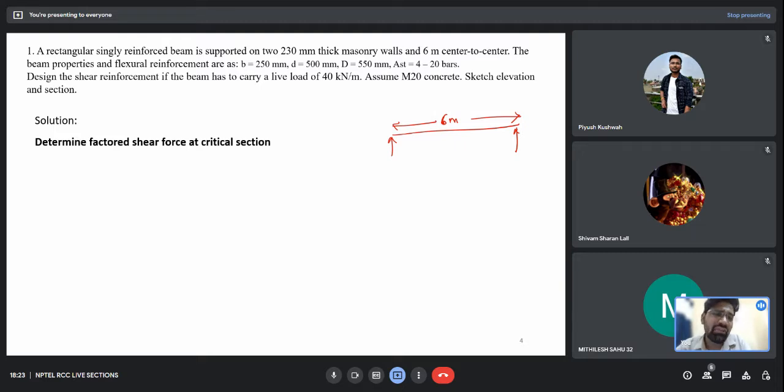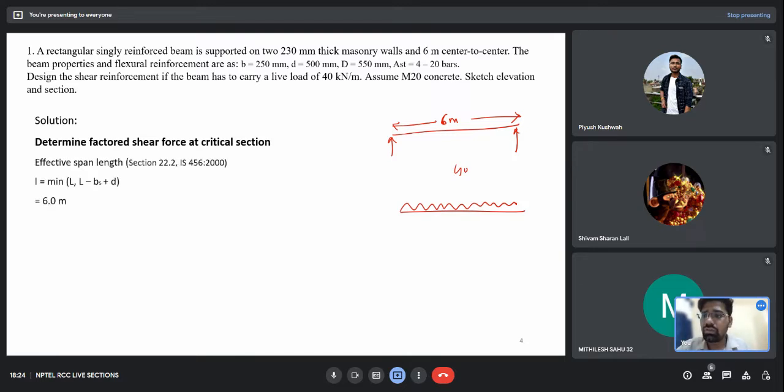Now, they have given a live load of 40 kilonewton per meter, but we are not aware of the dead load. For the dead load, they have given us the cross section, so from the cross section I can calculate the dead load. For the dead load, we will multiply by the unit weight of concrete. Firstly we are finding the effective depth.